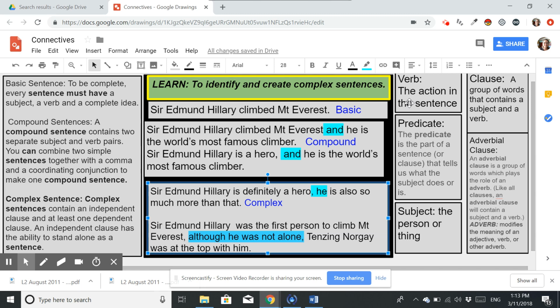Makes perfect sense. However, I want to make very interesting and informative sentences, so I've added words to create an effect for my audience. I've added the part that says, although he was not alone. It needs to go with the first part because it adds on to describing how he climbed Mount Everest. He was not alone, so it's adding to that. We will spend a lot of time on this, going over these concepts so that we can understand them and become great complex sentence writers.